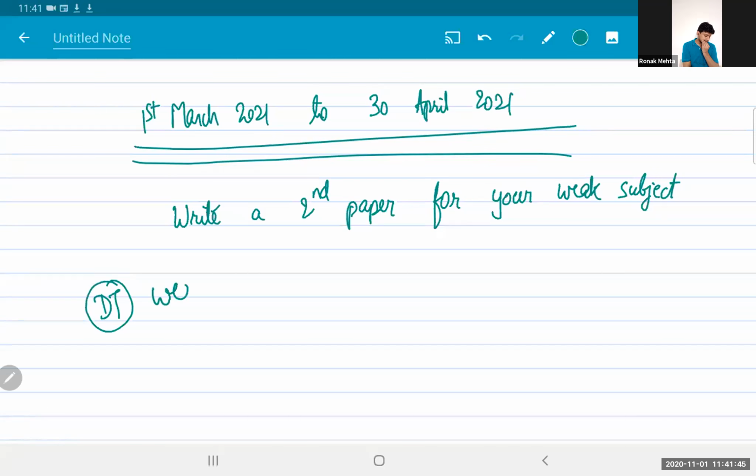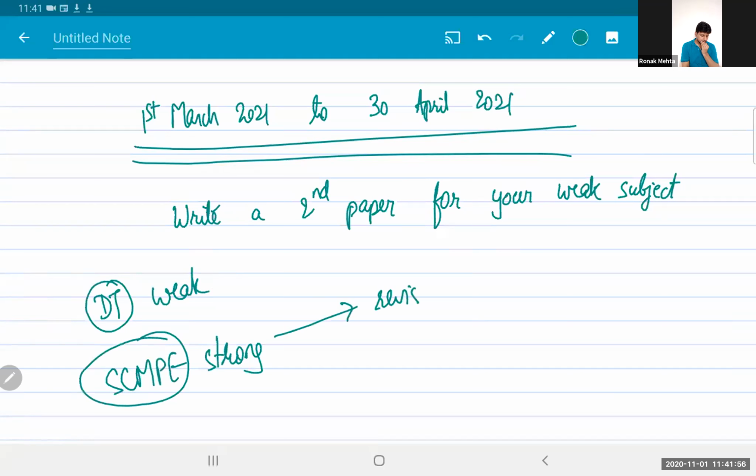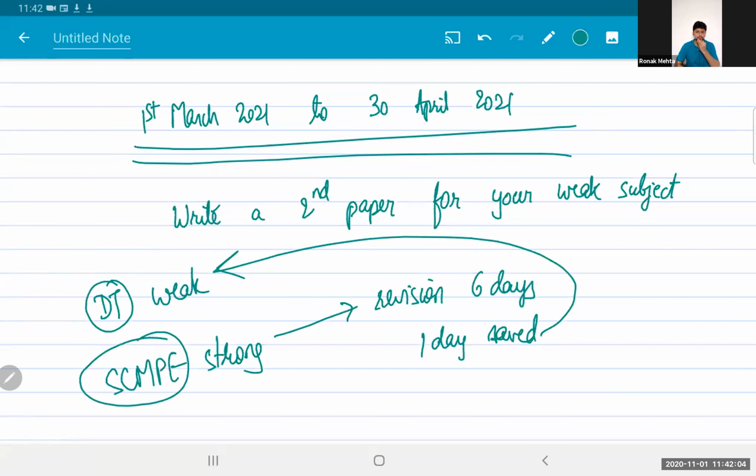If DT is your weak subject, but let us say costing is your strong subject, then maybe you can give 6 days of revision for costing, and that 1 day saved can be used in your weak subject ka preparation. Only thing that will happen is that in those 6 days of costing, you will have to slog a bit extra. But let's come to the reality.